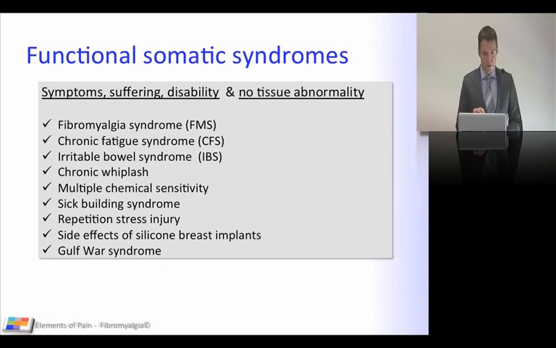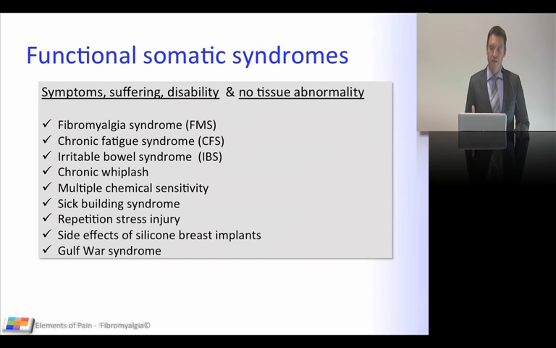Now, I just wanted to briefly mention functional somatic syndromes, because fibromyalgia falls into one of the functional somatic syndromes. Some consider it the key, most important functional somatic syndrome, because it's the one that's out there most. However, there are other syndromes that are equally as important. Now, somatic syndrome or functional syndrome is a group of symptoms. There's patients that have suffering, patients have disability, and there's no tissue abnormality. So if they've got those four things, really you can consider a somatic syndrome. And there are examples of somatic syndromes down there.